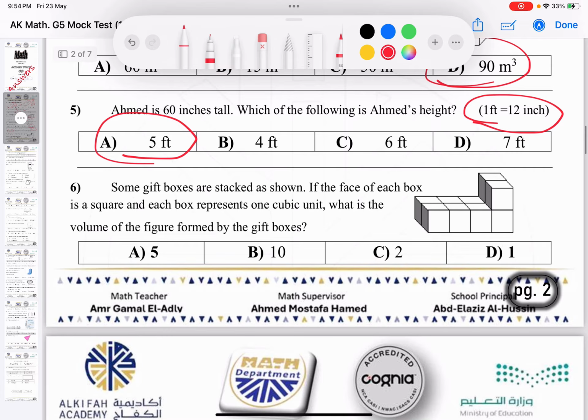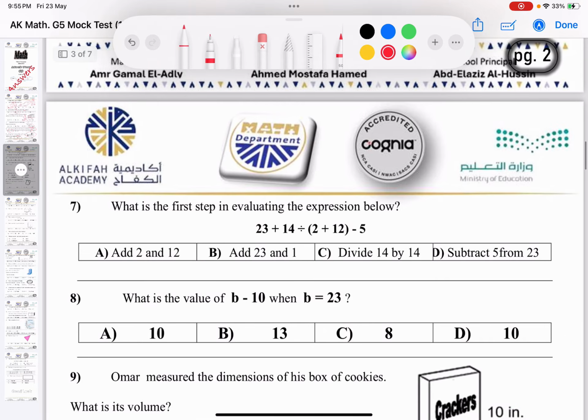5 feet. Now some gift boxes, and we need to find the volume of each one, and he told me that each box represents 1 cubic unit. So we have here 1, 2, 3, 4, 5, multiply the width is 2, so 5 multiply 2 will be 10.